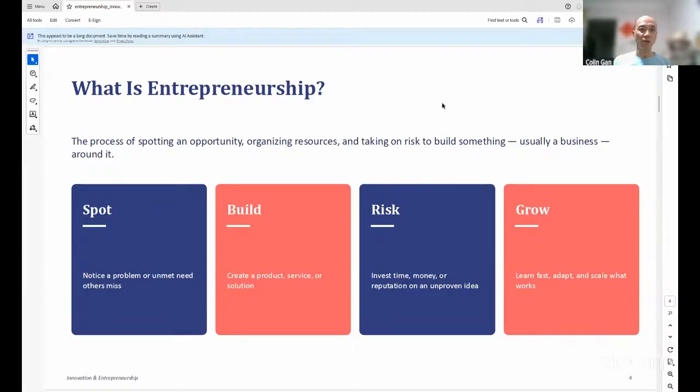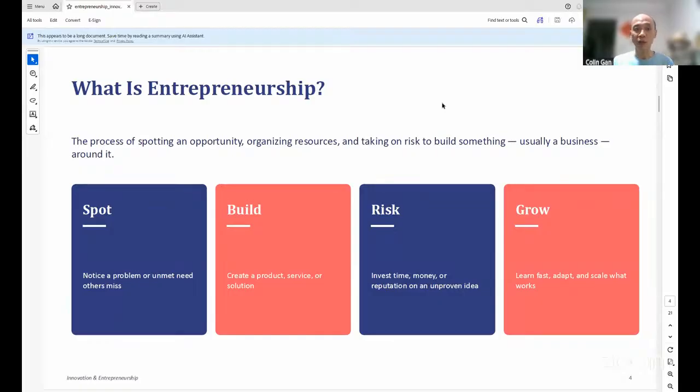First, you spot a problem or an unmet need that somebody failed to see it. Second, right, you build a product, a service, or solution around the problem or unmet need. Third, you must be able to take on risk. So how is the risk being expressed in itself? So you invest your time, your money, or reputation, right, on an unproven idea.